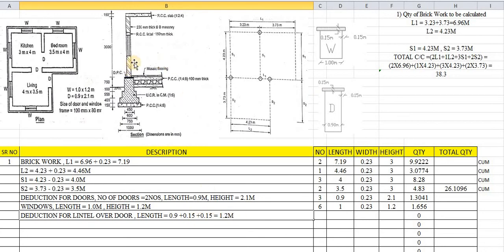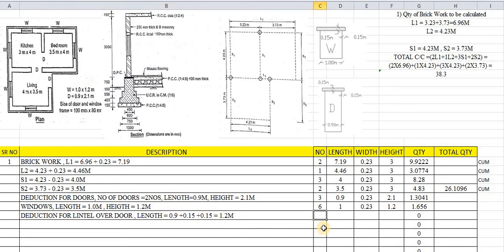This criterion will be clearer when you see the construction work on an actual site. When you see the actual construction site, the door opening and lintel concept will be more clear. So the lintel length is 0.9 plus 0.15 plus 0.15, which comes to 1.2.